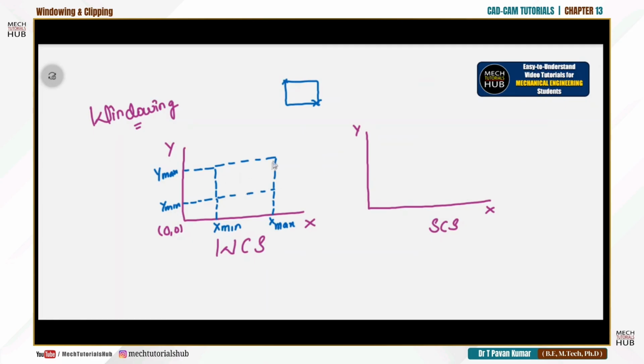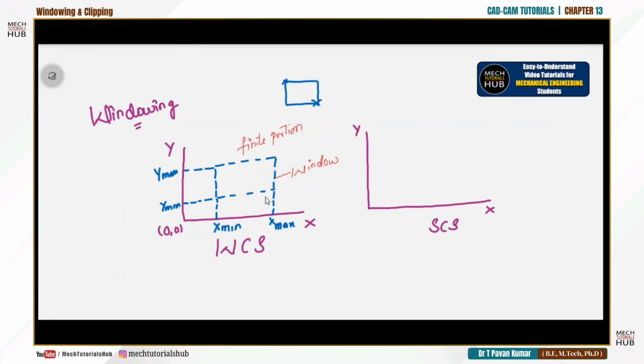Now try to understand: out of the world coordinate system, I am picking a finite portion, which I am calling a window. Okay, this is the window, and I call it a finite portion because we are trying to pick a finite portion out of an infinite world, because that is what we would like to project on the screen.